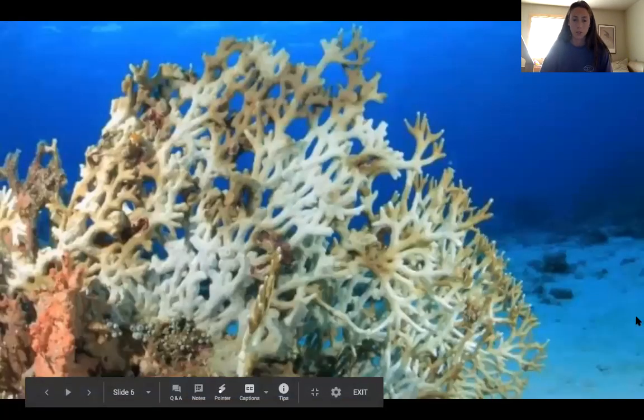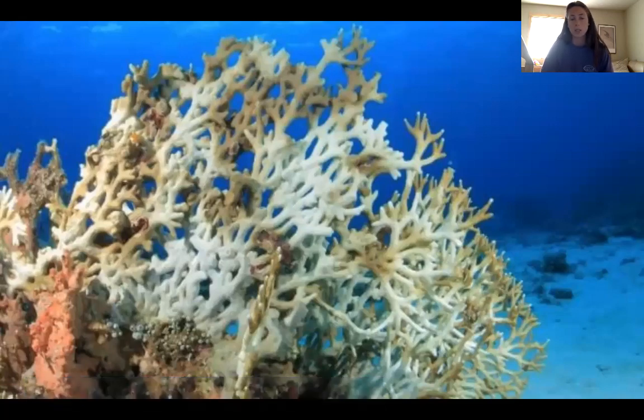So this is a picture of a bleached coral reef. Coral bleaching is a serious global crisis. Ocean acidification is one of the main reasons for this. They are vital to life on Earth. At least a quarter of the world's marine life needs coral reef for some part of their life cycle. So it's very detrimental if we lose these.